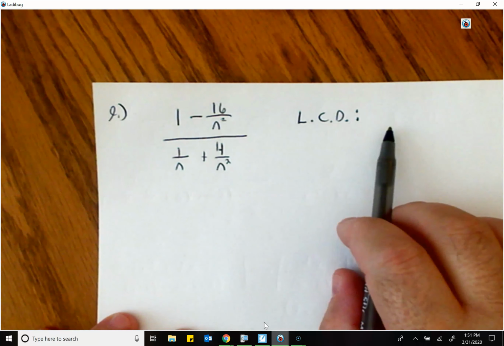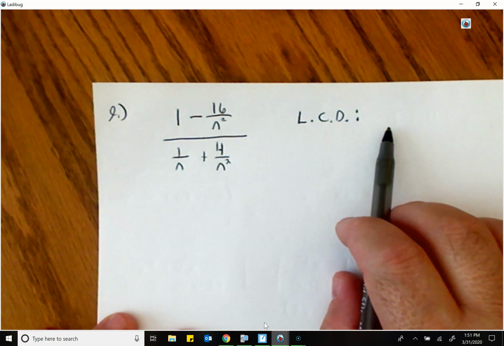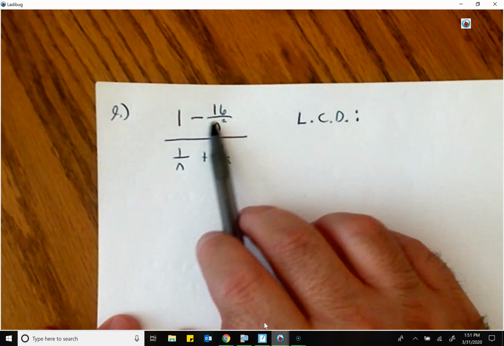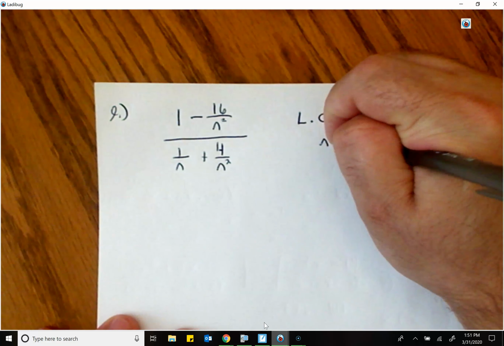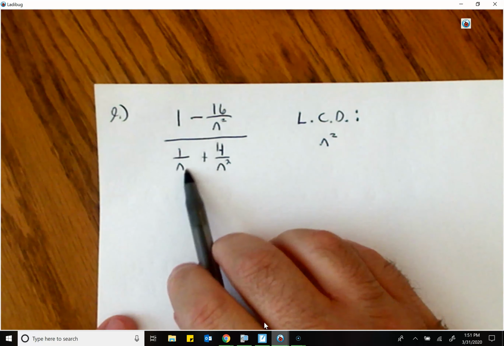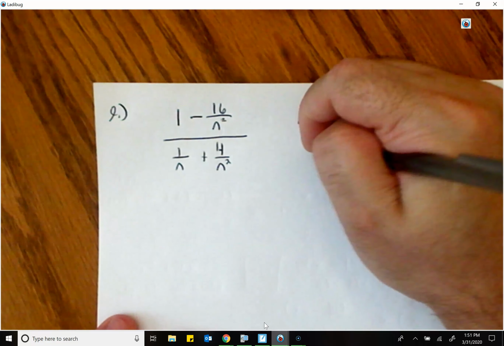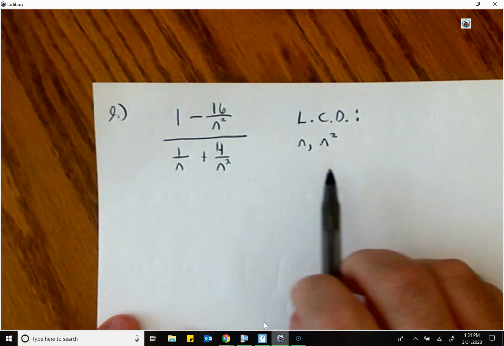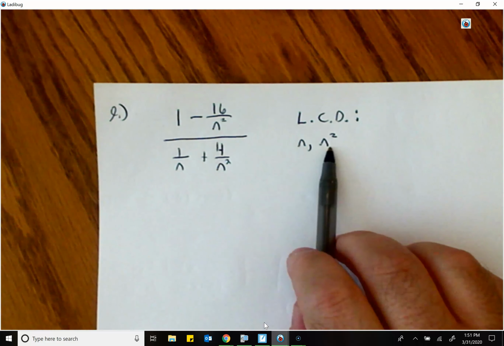So the LCD is made up of all my denominators. So what are my denominators? Well, I have an n squared, and I also have an n. See, I got another n squared there, so I don't need to worry about rewriting it. So my denominator needs to be made up of both of these.